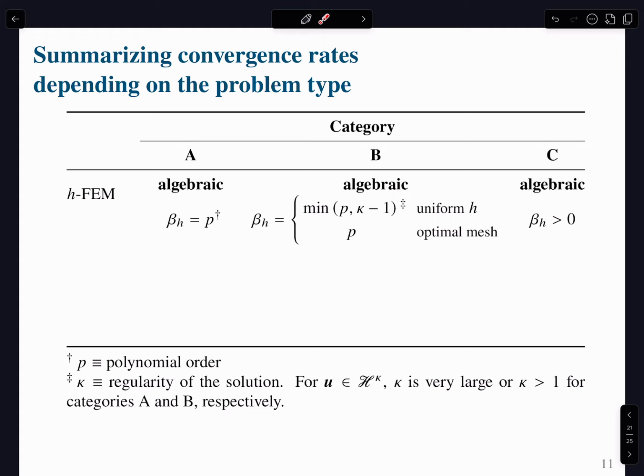Now, in category B, things are trickier, right? Because, well, you can say I am going to create some sort of optimal mesh, so I'm not going to keep the uniform mesh.